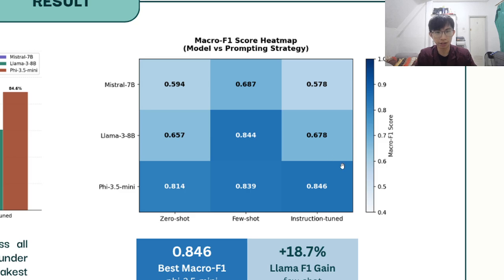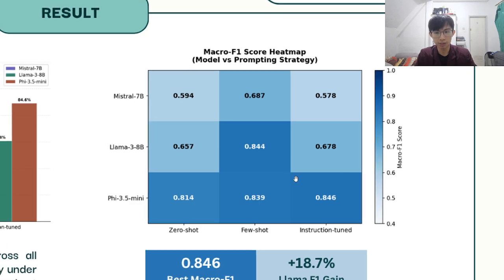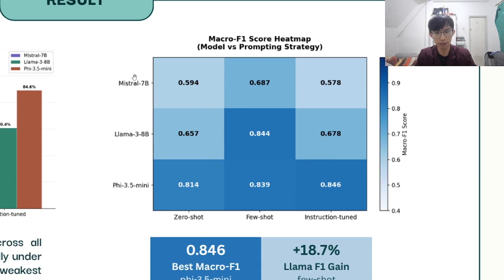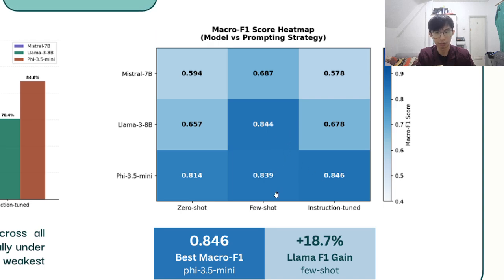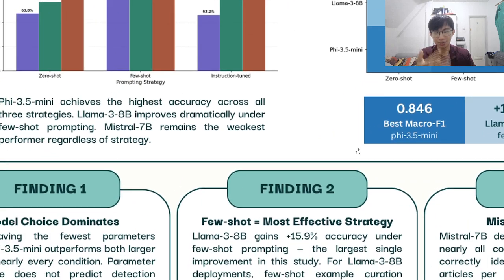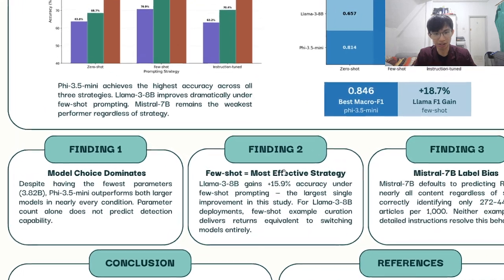And here is the macro F1 score heat map. This shows the F1 scores across all the models and strategies, with Phi 3.5 mini having the highest F1 score overall, and the others having pretty decent ones. But as you can see right here, Llama has pretty high scores in the few shot strategy. It had around an 18.7% increase in its value, which shows how good the few shot strategy really is.